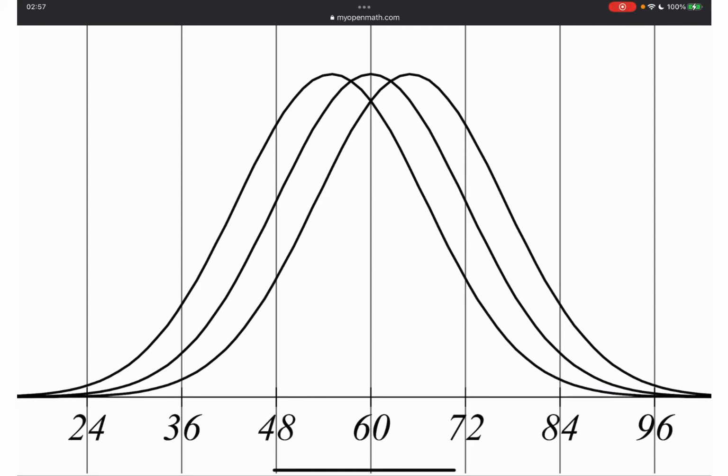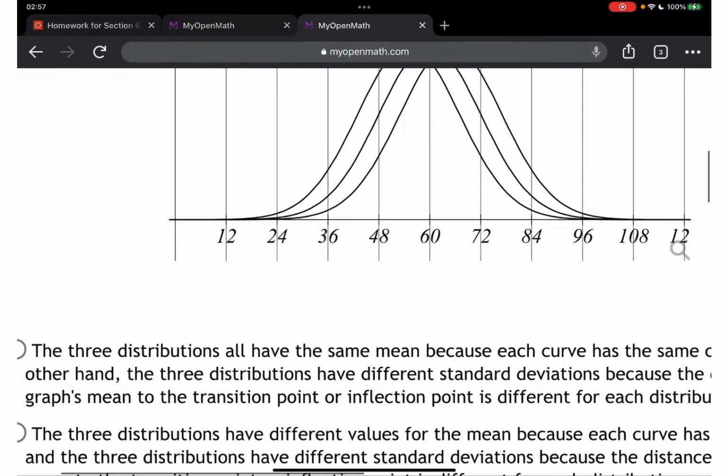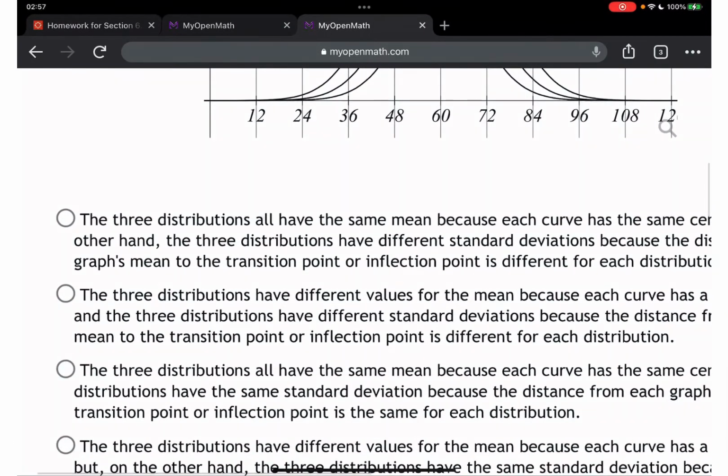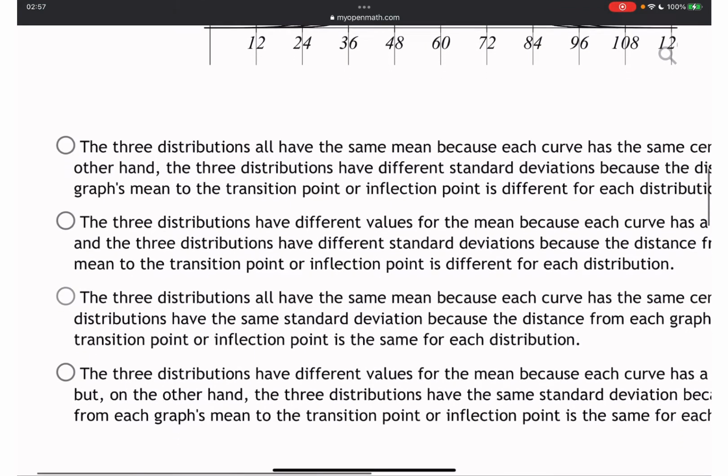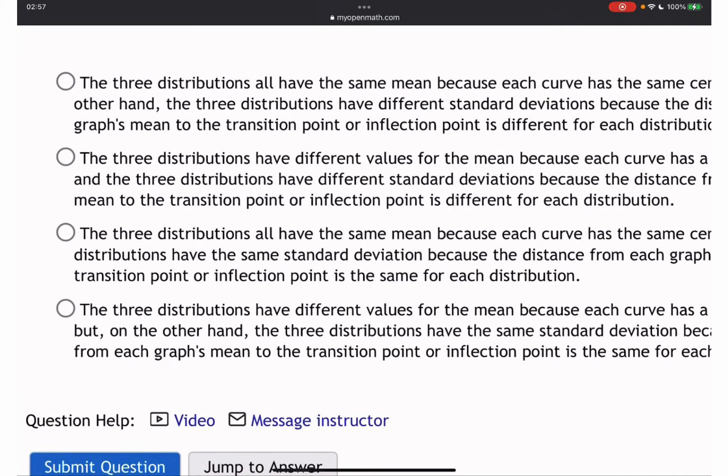The other one's spike is 60. The third one is going to be between 60 and 66. So the standard deviation is the same because the slope and the curve are identical, but the mean is different. So this is going to be our answer. All three distributions have the same mean. That's already wrong. The three distributions have different values for the mean.